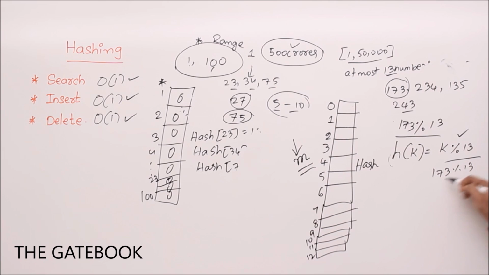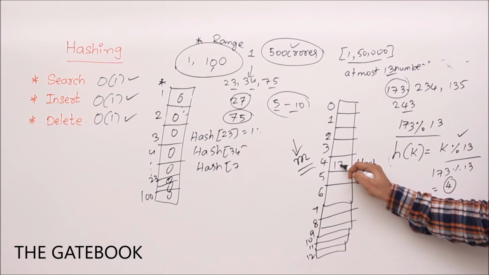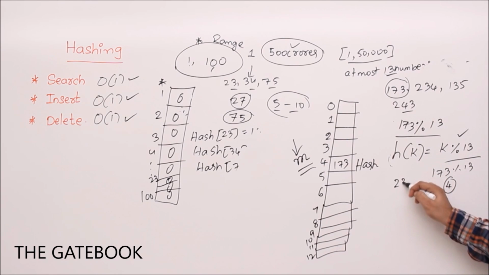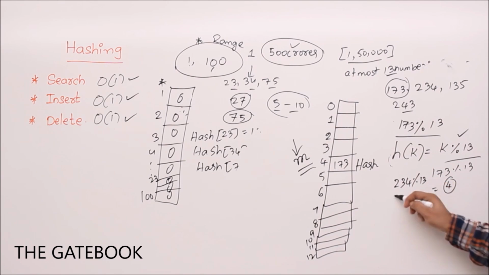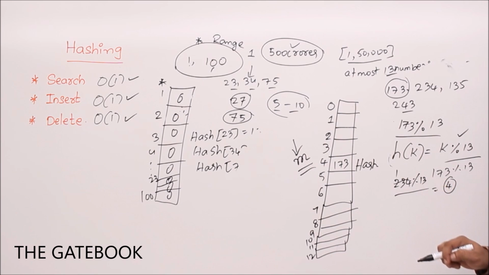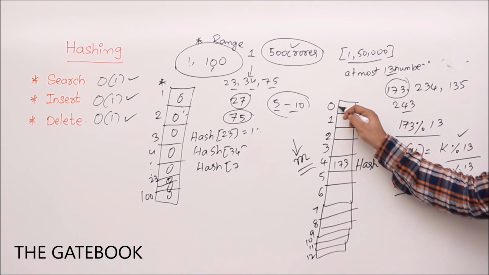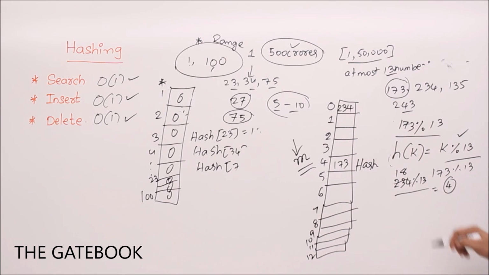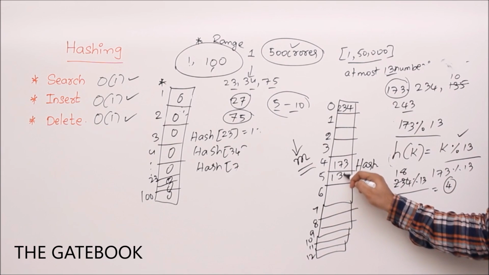173 mod 13. So 13 ones are 13, 13 threes are 39, 43 minus 39, you get remainder 4. The remainder is important for me. That remainder is going to be the position for storing k. So 173 will be stored in 4. Next, 234: just divide that by 13. 13 ones are 13, 13 eights are 104, so it is properly divisible. Remainder is 0. So go to the 0th location and write 234. Next 135: 13 tens are 130, then remainder is 5. In that way, elements will be stored.